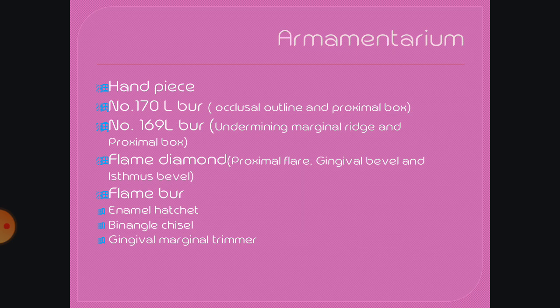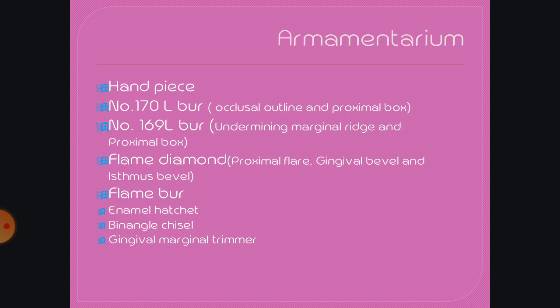Moving on with the preparation, because we are dealing with the preparation for intracoronal restorations, we will check what the armamentarium is. We need a handpiece, a number 170 L burr, a 169 L burr, a flame-shaped diamond burr, and a few hand instruments which include an enamel hatchet, a binangle chisel, and a gingival marginal trimmer.